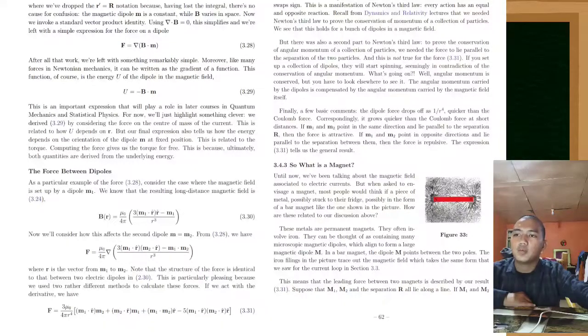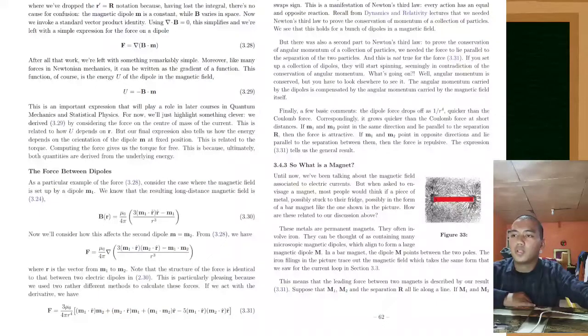Finally, a few basic comments. The dipole force drops off as 1/r⁴, quicker than the Coulomb force. Correspondingly, it grows quicker than the Coulomb force at short distance. If m1 and m2 point in the same direction and lie parallel to the separation r, then the force is attractive. If m1 and m2 point in opposite directions and lie parallel to the separation between them, then the force is repulsive. The expression 3.31 tells us the general result.